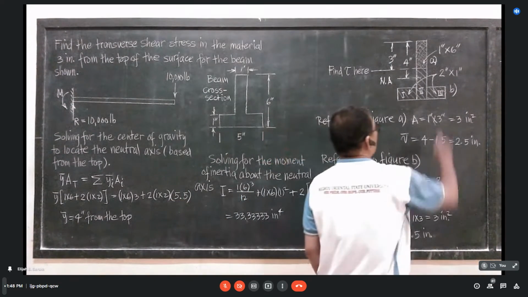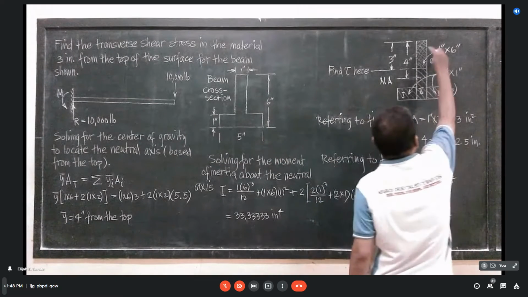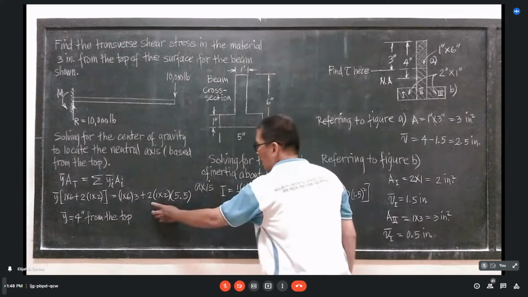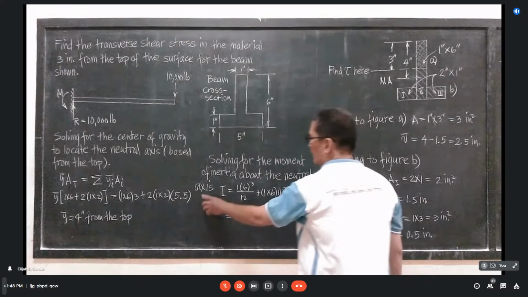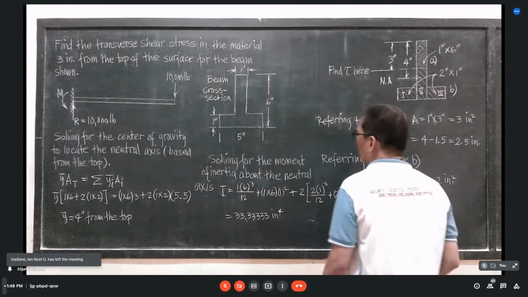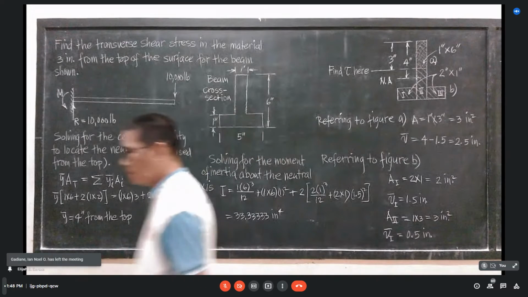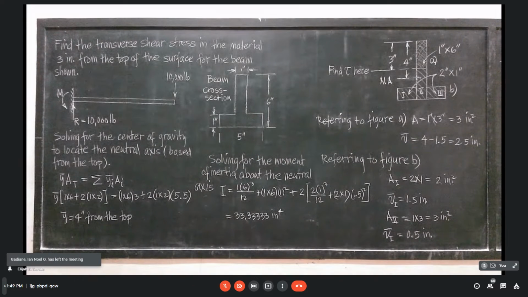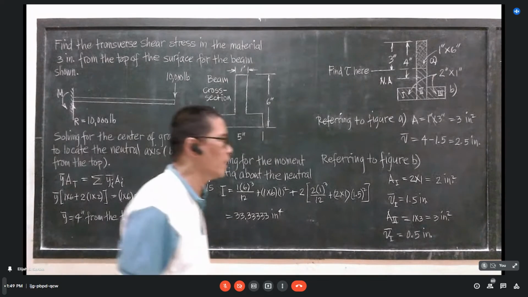Now, since there is another area here, and it is still the same, I just multiplied it by 2. Or you can add it, no? 1 by 2 times 5.5. Do you follow? Yes, sir. That is how we get this. Now, this is very important because you are going to use this over and over again.